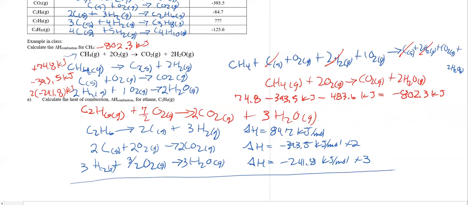When I look at all of that together, you can see that my O2s are going to combine, but my carbons are going to cancel. My hydrogens are going to cancel. And so we get something like C2H6 plus 2 plus 1.5, that's 7.5 O2, going to 2 CO2 plus 3 H2O.